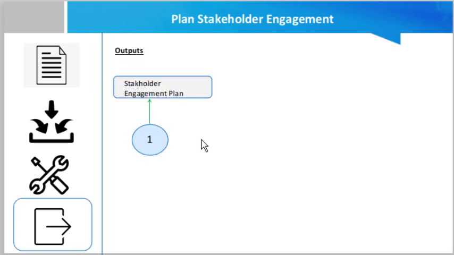The output of this process is the stakeholder engagement plan. Friends, the stakeholder engagement plan is the only output of this whole process. You can think of this as a Microsoft Word document in which you mention who the main stakeholders are from your side and from the customer side, what their interests, expectations, and requirements are, and how you will involve them.